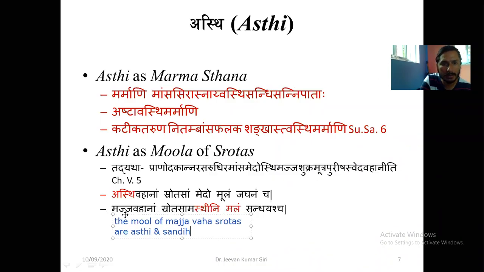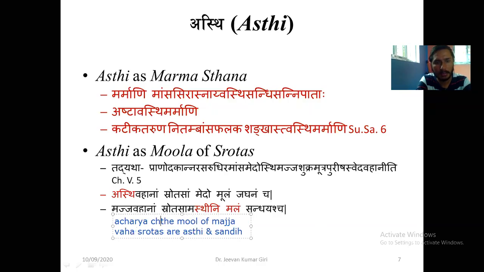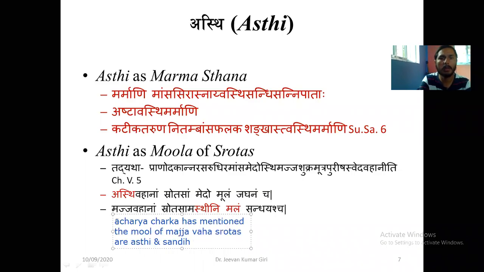So this is for this. The Mula of Majja Vaha Srotas is Asthi. That is mentioned by Charaka only. Just write: Acharya Charaka mentions the Mula of Majja Vaha Srotas. See, the above also is by Charaka.